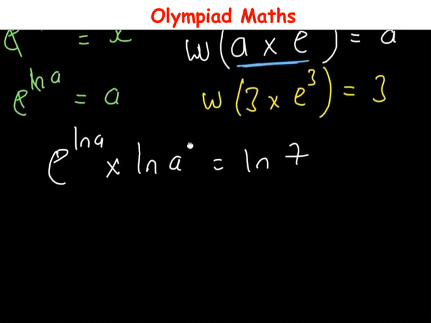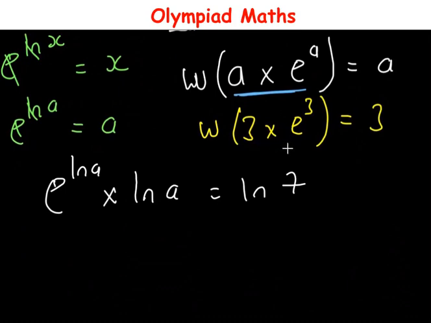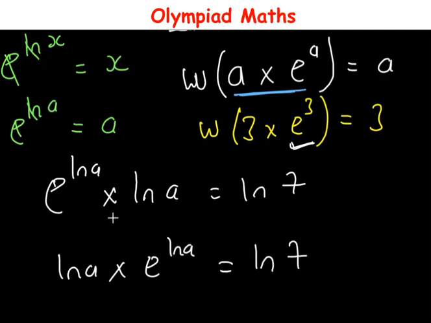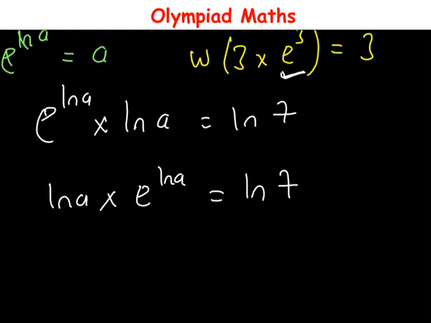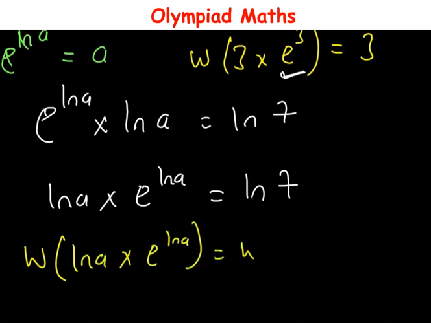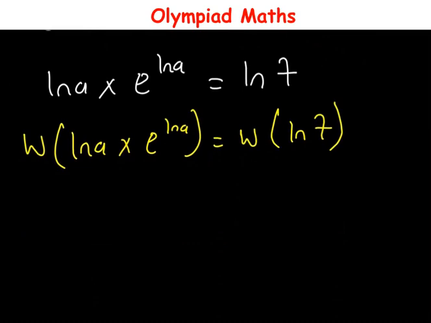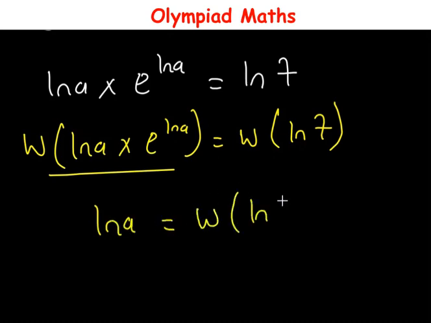Good. So if you observe this expression very well, you see that e is in the second place. So move this e to stay in the second place. We have ln a times e raised to power ln a is equal to ln 7. Such that with this, we can then apply the Lambert W function. So W into brackets is equal to W times ln 7. Once we apply the Lambert W function to this expression, what we get as a value will equal ln a is equal to W times ln 7.